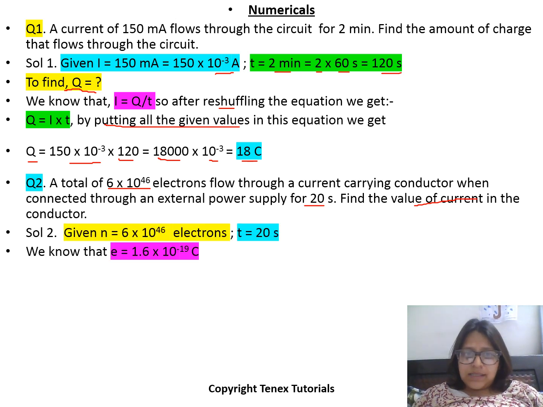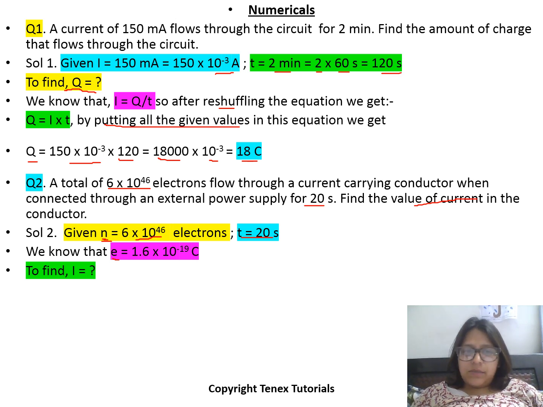Guys, it is given to us that the number of electrons that are flowing in the conductor are 6 into 10 raised to power 46 electrons. Further, the time is about 20 seconds. What is already known to us is that the charge on a single electron is about 1.6 into 10 raised to power minus 19 coulomb. Another thing that we need to find out in this question is the current that is flowing through this particular conductor.